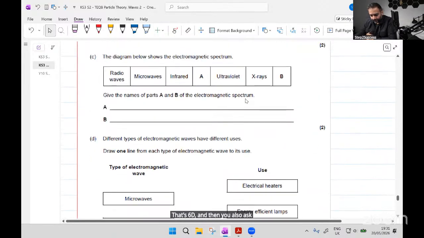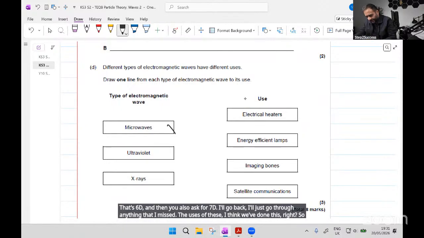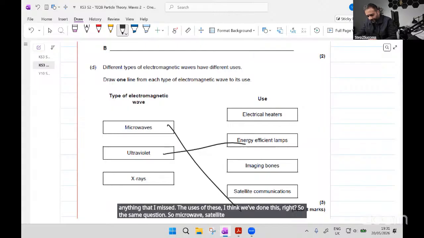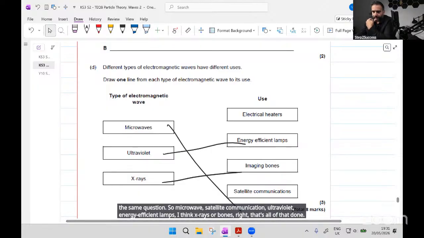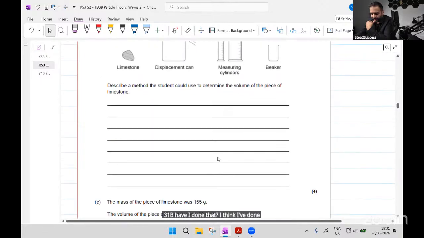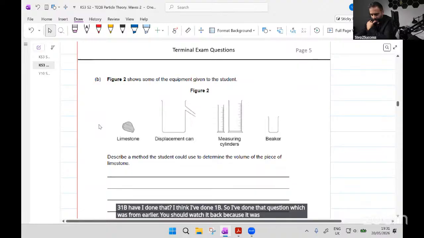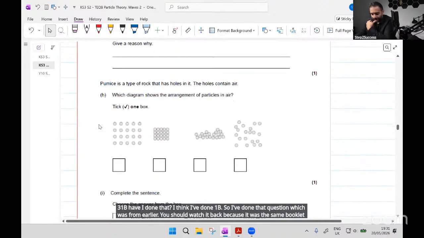I'll go back and go through anything that I missed. The uses of these, I think we've done this, right? The same question: microwave, satellite communication; ultraviolet, energy efficient lamps; X-rays for bones. That's all of that done. Three, 1B. Have I done that? I think I've done 1B, so I've done that question, which was from earlier. You can watch it back because it was the same booklet. 3F.